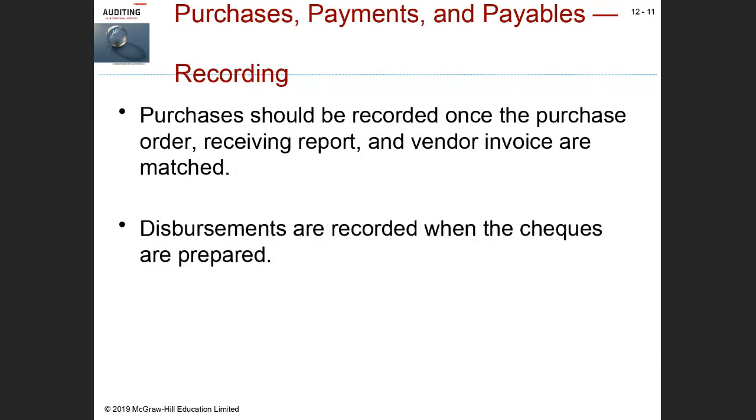In terms of recording, again, the matching of the documents. Once the three documents are matched, being the purchase order, the receiving report, and the vendor invoice, then we record the actual accounts payable. We're not going to record a liability until those three documents are matched together. Another control over the recording function is that when checks are actually prepared, the disbursement is recorded.